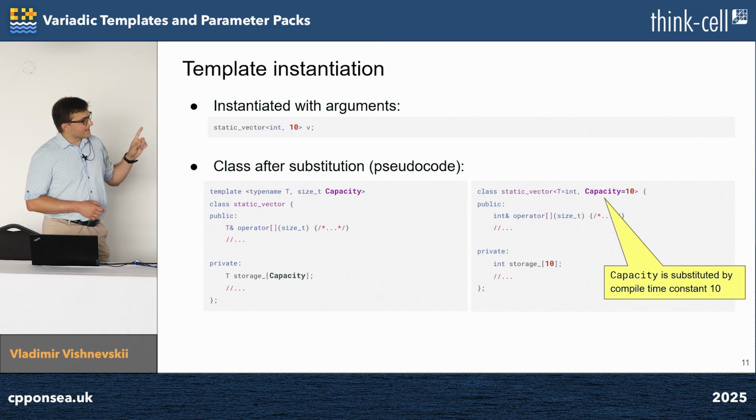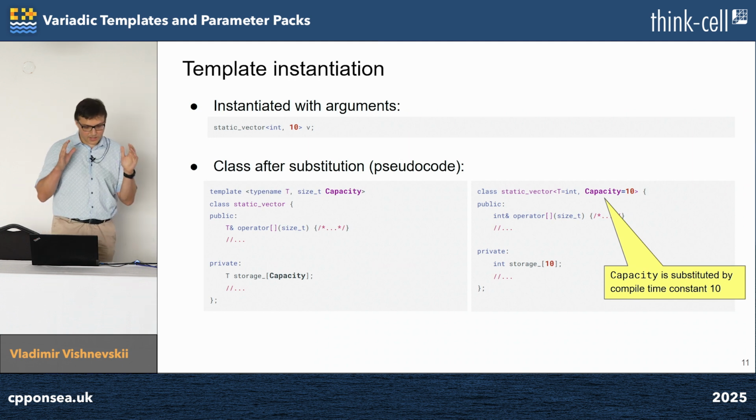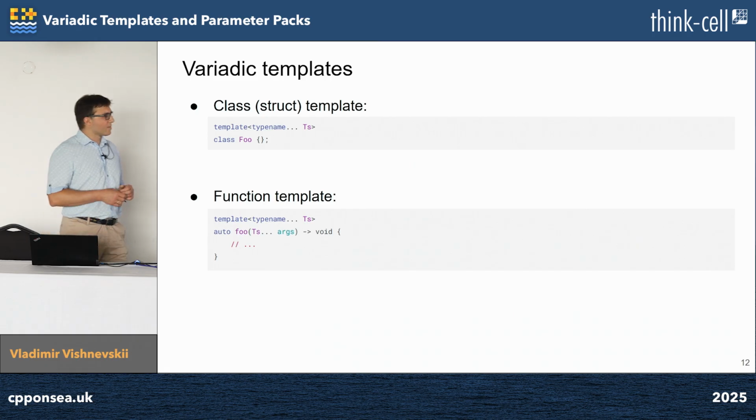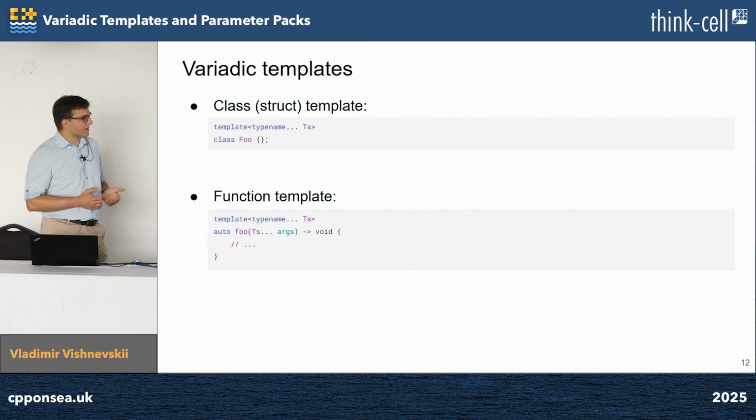What I wanted to highlight is that it was possible to have multiple template parameters, but it was not possible before C++11 to have an arbitrary number of template parameters. There were techniques to work around those limitations, but generally on the language level it was not supported. It wasn't possible to have an arbitrary number of template parameters and handle them in a generic way. This was introduced in C++11 in the form of variadic templates and parameter packs.